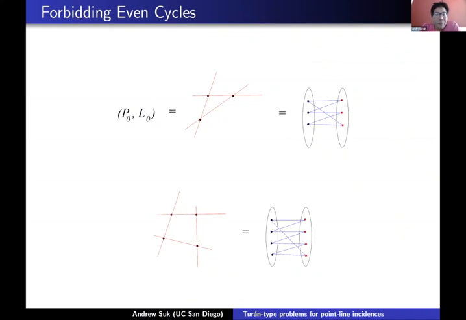So two of the configurations we've looked at are these two here. This one just happens to be a C6, and this one just happens to be a C8. And we're trying to bound the number of incidences between n points and n lines in the plane whose incidence graph doesn't contain, let's say, a C6. So you can just think of this as a purely combinatorial problem.